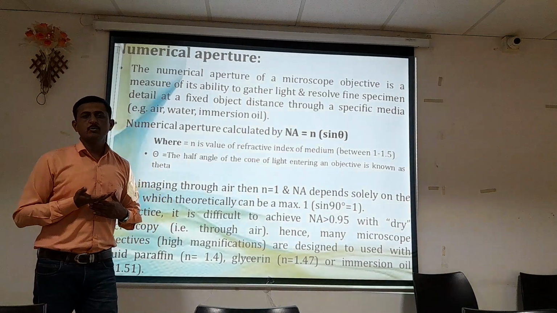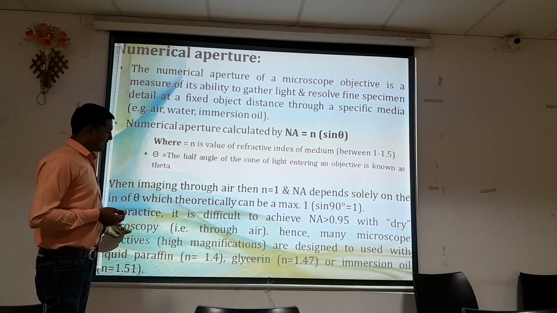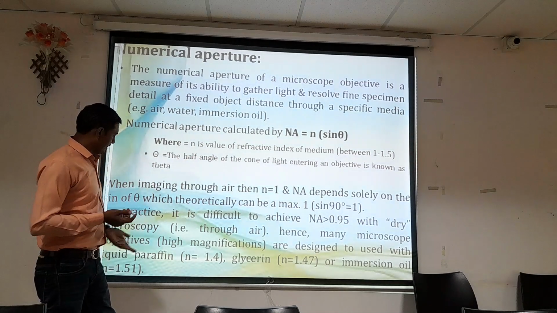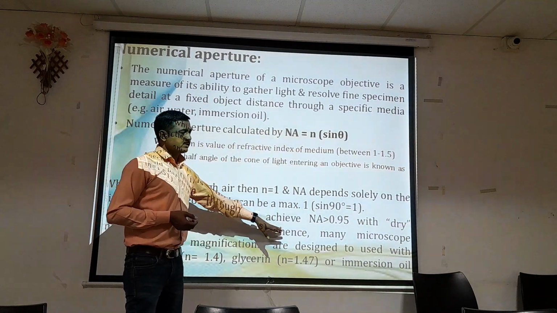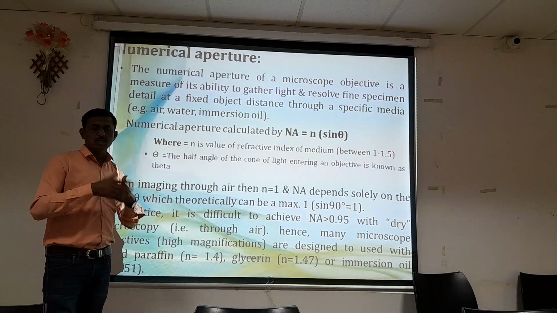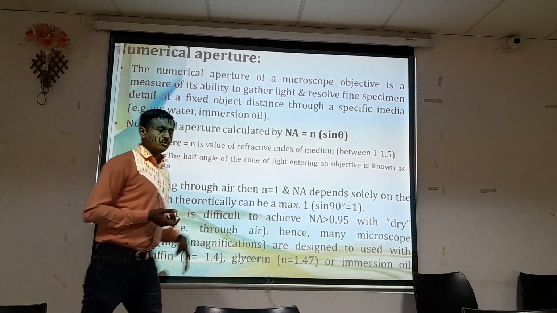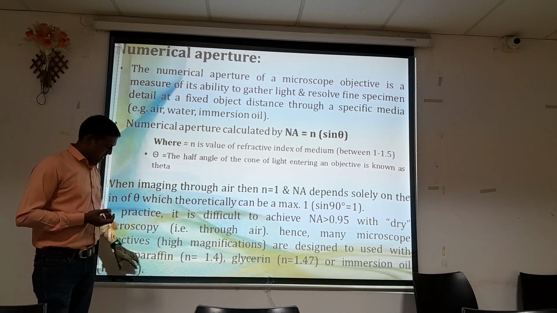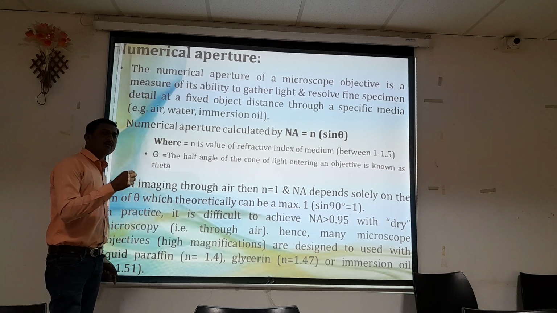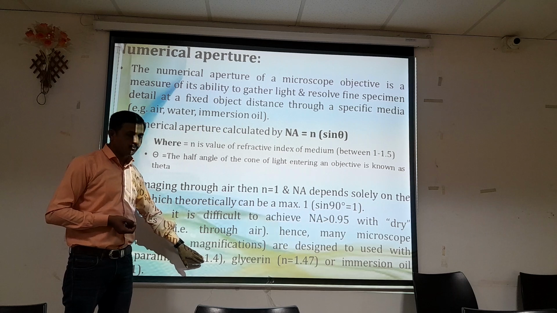To achieve a higher numerical aperture value, a different medium can be used. With dry microscopy, without any medium, that is through air, the highest value we can achieve is 0.95. Hence, for high magnification objectives, different media are designed for use. We can use liquid paraffin as a medium through which the light passes. Above the objective, we can place liquid paraffin, which has a refractive index value of 1.4.